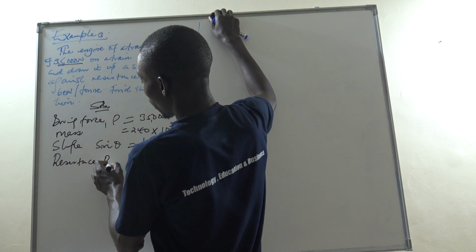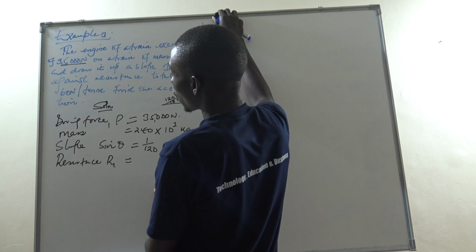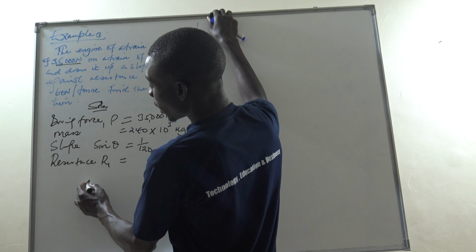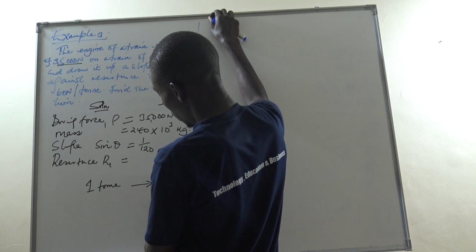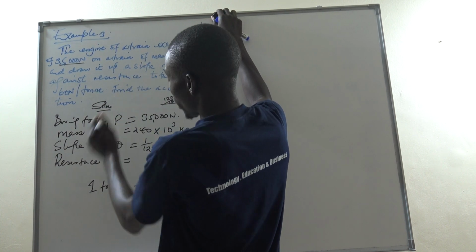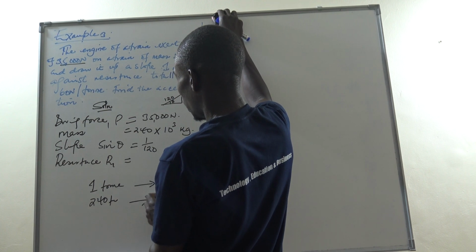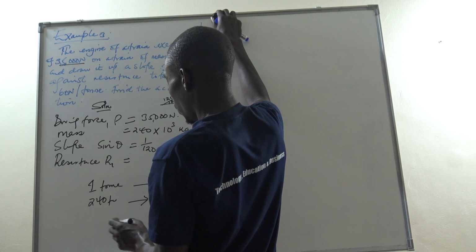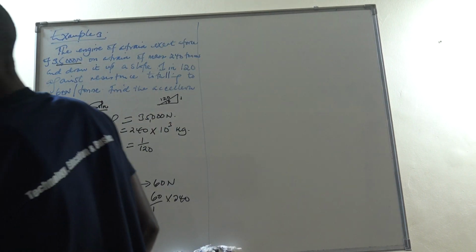And then the resistance that I can call R1, they're saying is equivalent to 60 newtons per ton, isn't it? So that means that 1 ton has a resistance of 60 newtons. Now, supposing the train of 240 tons will be equivalent to what? It will be 60 out of 1 times 240.